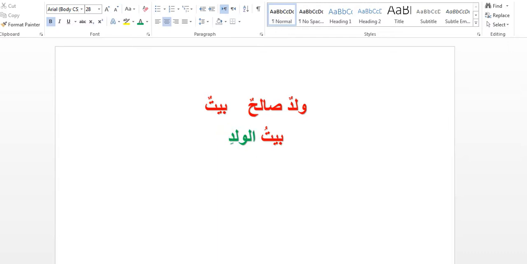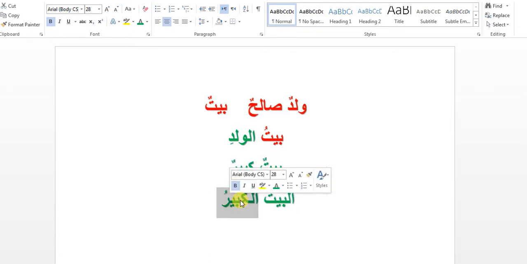If you want to write big house, you will write baytun kabirun, or you can also write with alif lam, al-baytu al-kabiru. So this is mawsuf sifat. But baytu is this mawsuf, and we need to make a muzaf ilayh from this sentence, where the muzaf also has a sifat.